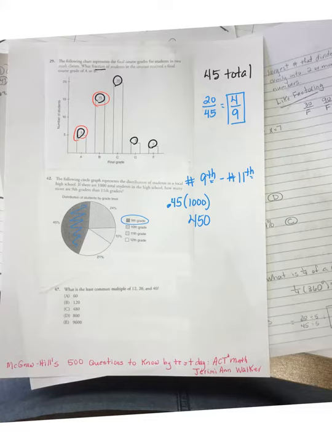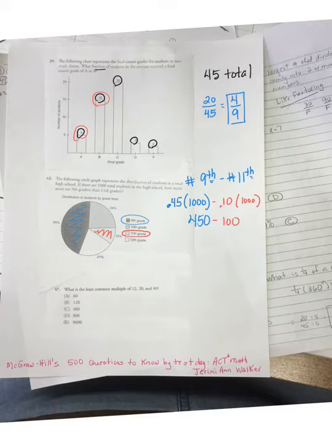And then for my 11th grade, those are the dotted, so that's that little slice of the pie. So I'm going to have 10%, or 0.10 of the 1,000. That's the number of my 11th graders. So again, multiplying, I'm going to move that decimal. I have 100 11th graders.